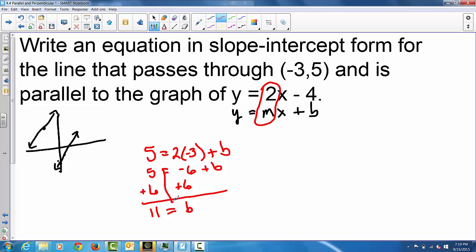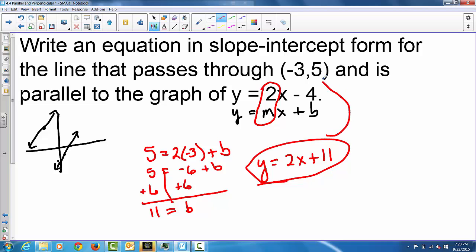And remember, the slope is still 2, so we come back over here and we go y = 2x + 11. So somewhere up in here, at 11 is where it's going to intersect for this new line. And this is the equation of the line that passes through (-3, 5).